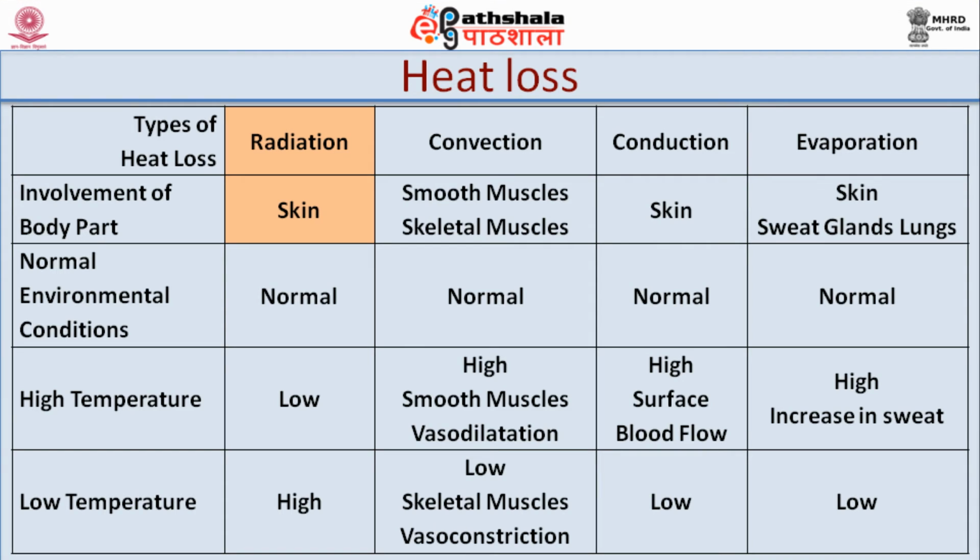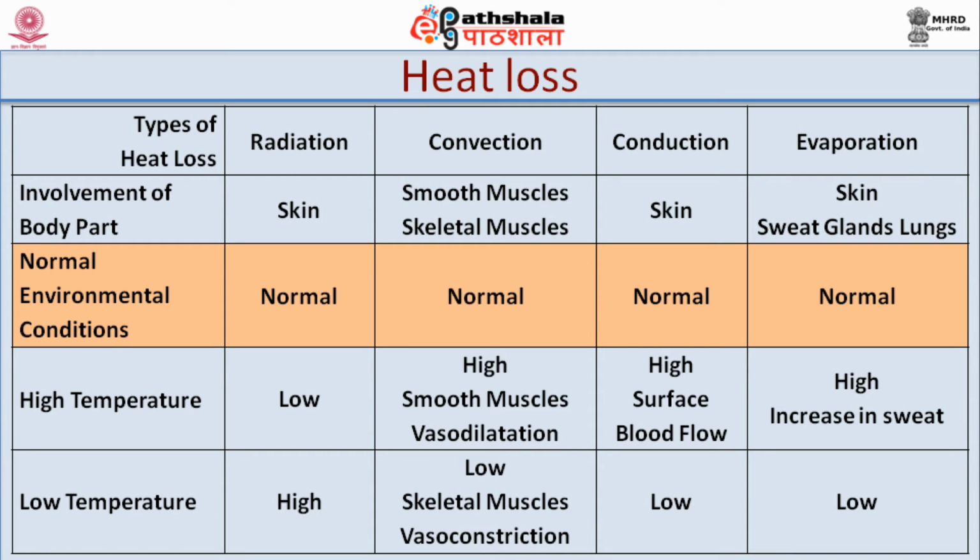So when we look at the heat loss mechanisms, the body uses different organs. For example, for radiation, the skin is a major organ, and for convection, both smooth muscles as well as skeletal muscles are involved. For conduction, again skin. And in evaporation, both skin, sweat glands are involved, and also lungs, because the lungs exhale gases, evaporate. And therefore, under normal conditions, all of them are working normally.